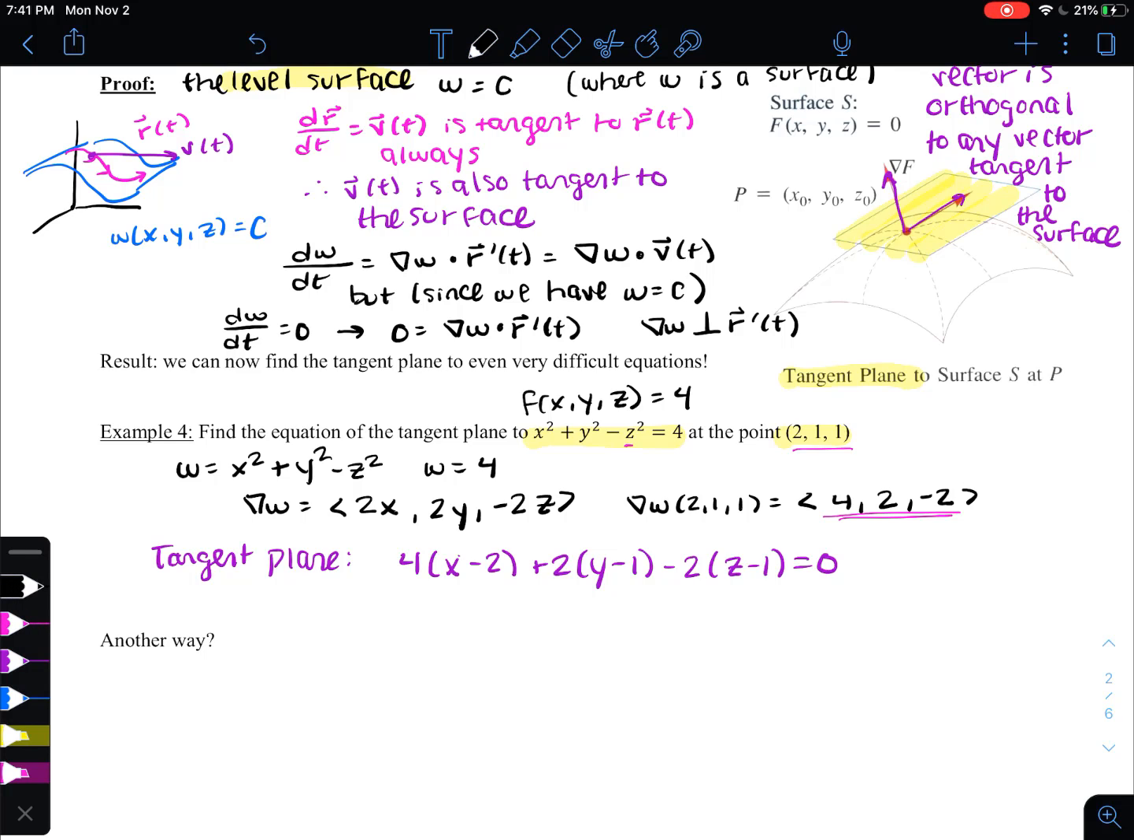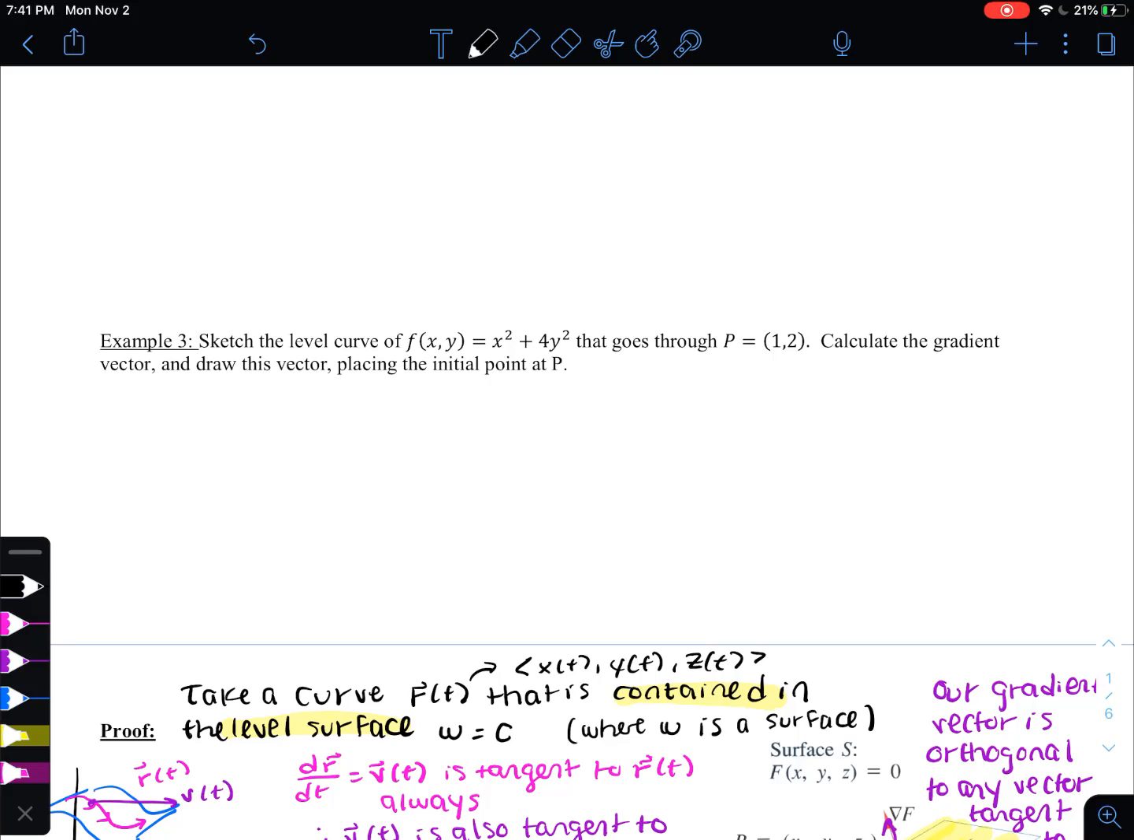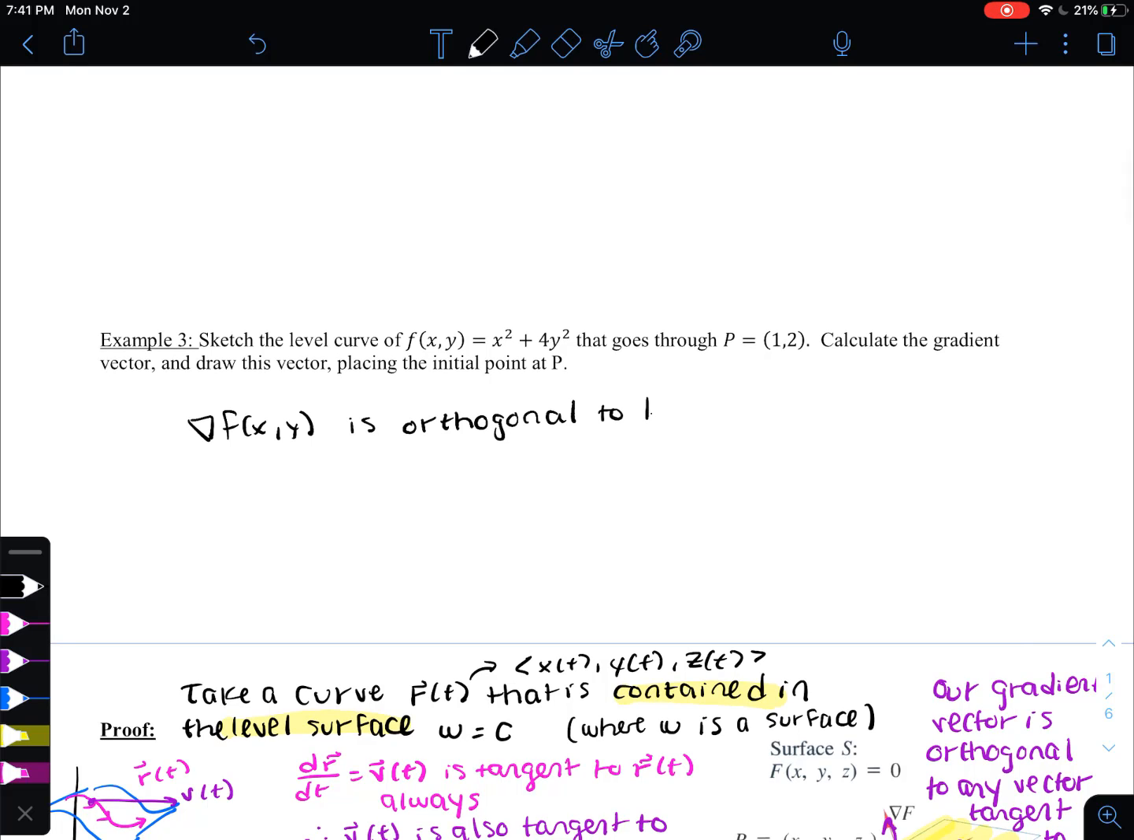Okay, the gradient vector, as we saw in these examples like 1, 2, and 3, the gradient vector of a function of x and y is orthogonal to level curves.